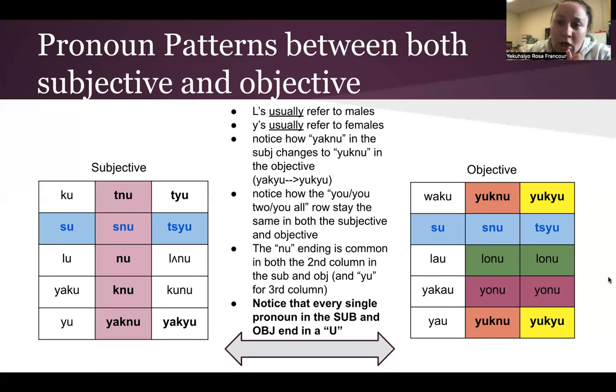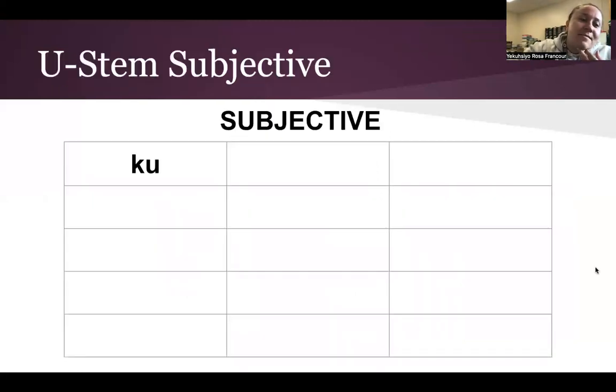Common endings occur in the same columns for both the subjective and objective side. Just the pronouns are different. So yagnu is different than yungnu, same endings though. Same thing with the yu ending occurring in the same column. The big pattern for the U stem is that every single pronoun in the subjective side and in the objective side ends in a U. That's important. So that is our U stem.